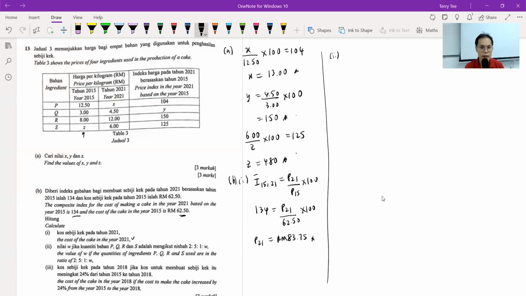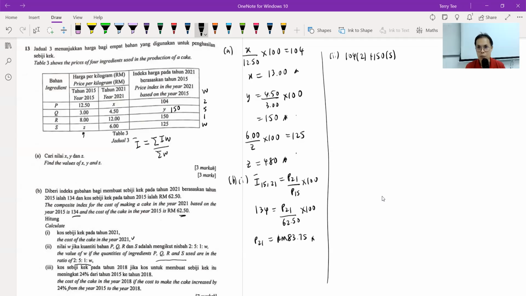For B Roman 2, you're finding the value of W if the quantities of the ingredient P, Q, R, and S used are in this ratio 2:5:1:W. So the composite index we already know. We know Y is 150. Remember, to find composite index, we must take the individual price index, multiply with the weightage, take the sum, add together, divide by total weightages. So in this case, the first one is 104 times 2, 150 times 5.